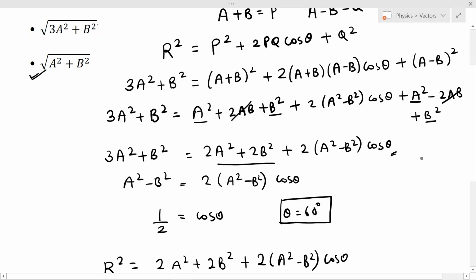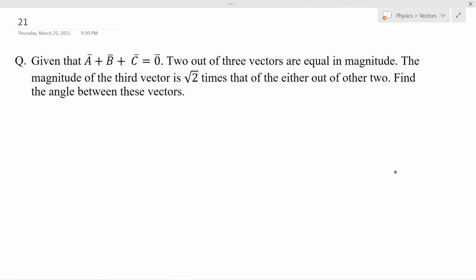So let's come to the next problem. Given that a bar plus b bar plus c bar is equal to 0 bar, and 2 out of the 3 vectors are equal in magnitude, the magnitude of the third vector is square root of 2 times that of either of the other two. So find the angle between these vectors. So we have to find the angle between a bar and b bar, a bar and c bar, and b bar and c bar.